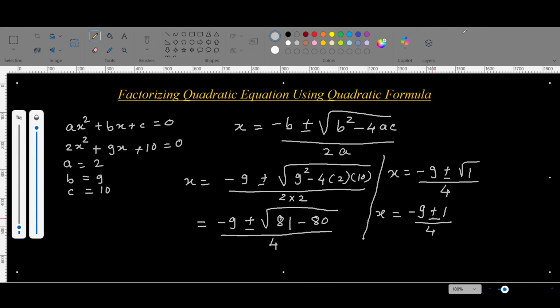So once we calculate x, using plus 1, we get x equals minus 9 plus 1, which is minus 8 over 4, which is minus 2, and x equals minus 9 minus 1, which is minus 10 divided by 4, which is minus 5 over 2. So the zeros of the quadratic 2x squared plus 9x plus 10 are x equals minus 2 and x equals minus 5 over 2.